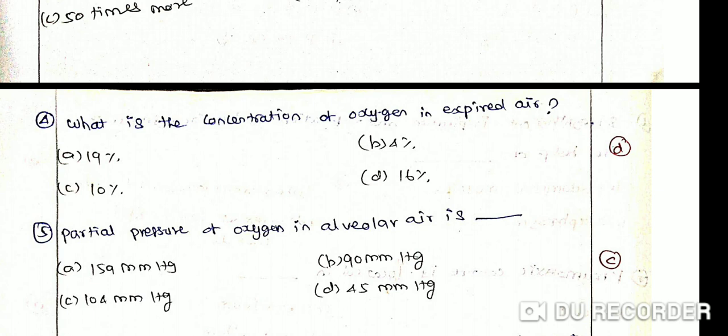Partial pressure of oxygen in alveolar air is dash. Option A 159 mmHg, option B 90 mmHg, option C 104 mmHg, option D 45 mmHg. The correct answer is option C 104 mmHg. The partial pressure of oxygen in alveolar air is 104 mmHg. Its value in the arterial blood is 40 mmHg. So oxygen goes from alveolar air to blood. At the time of diffusion, gas moves from higher partial pressure to low partial pressure.